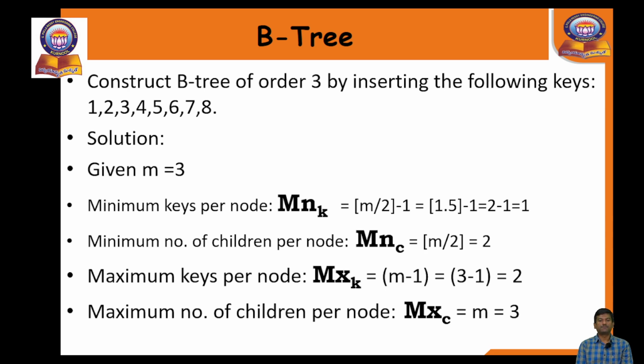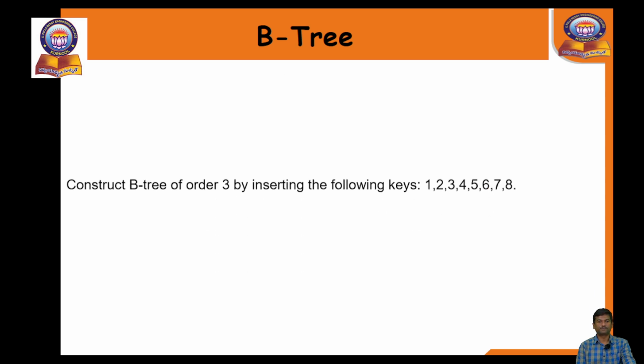And the maximum number of children per node, how many children can be present for the node, is given by m, which is equal to 3. That is the order provided, and it is the maximum number of children that can be present for the node.